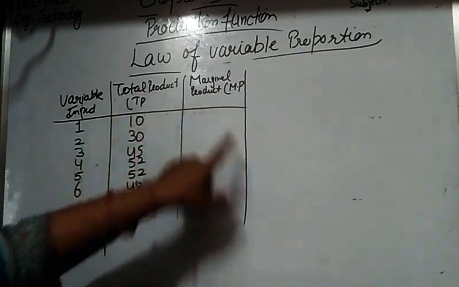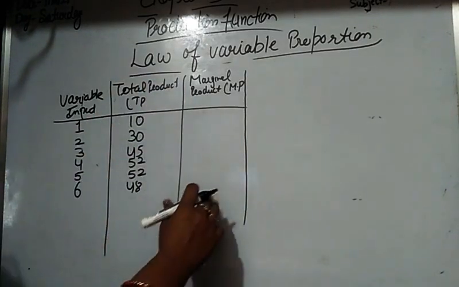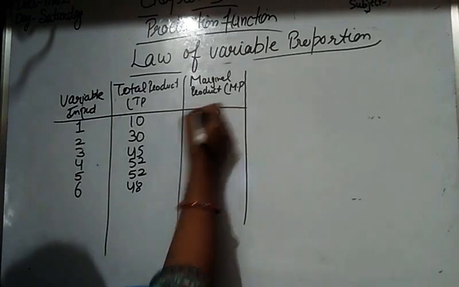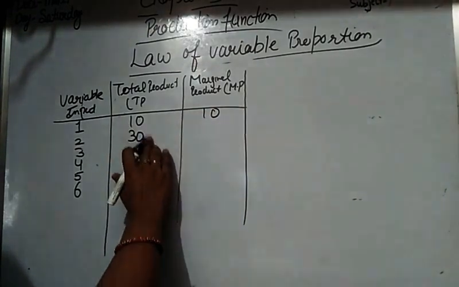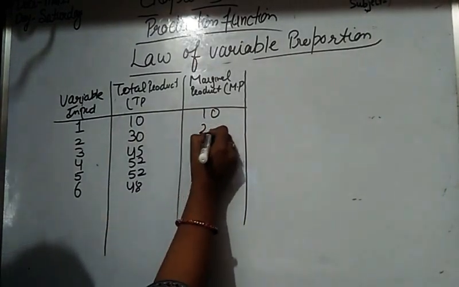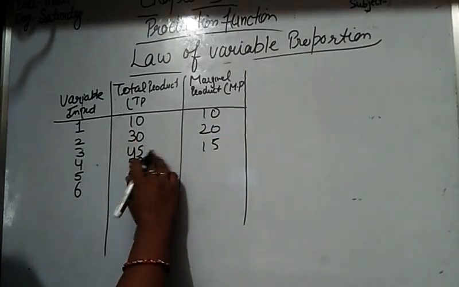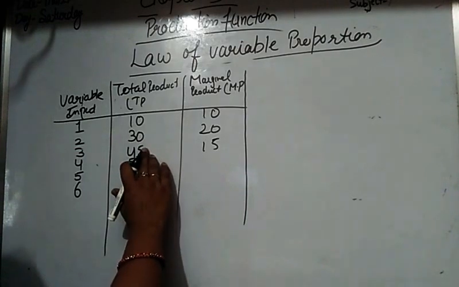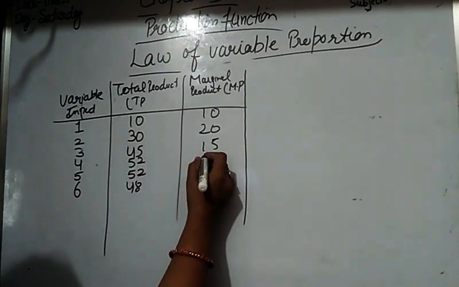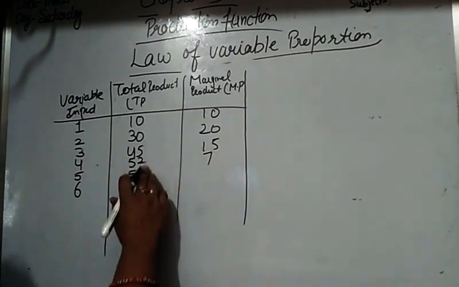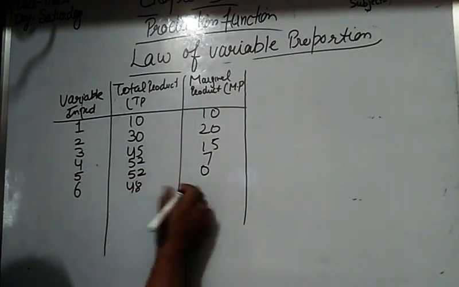And what is the effect on the marginal product? So what is marginal product? First the marginal product is 10. Then the change from 10 to 30 is 20. After that 15, from 45 to 52 it is 7. Then 52 to 52, 0. And after that it is negative.